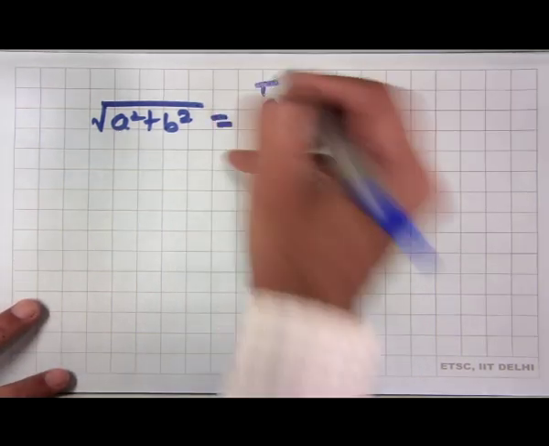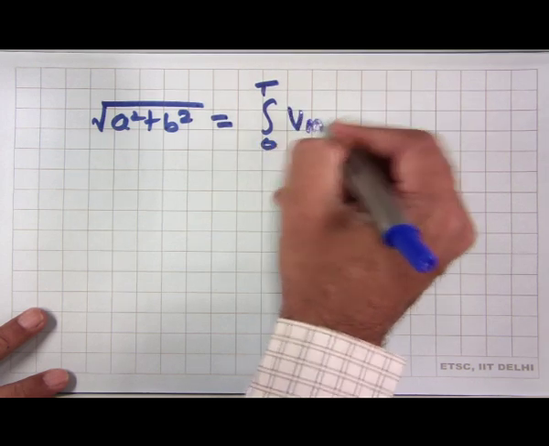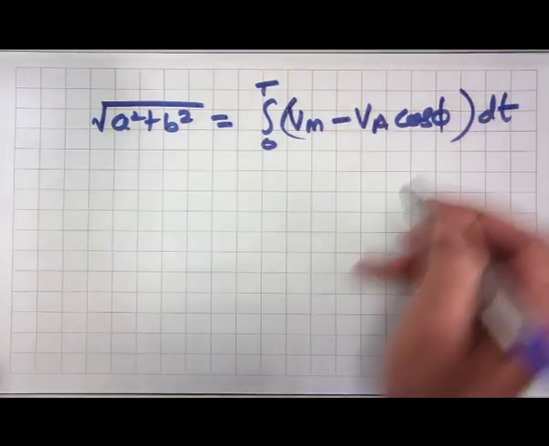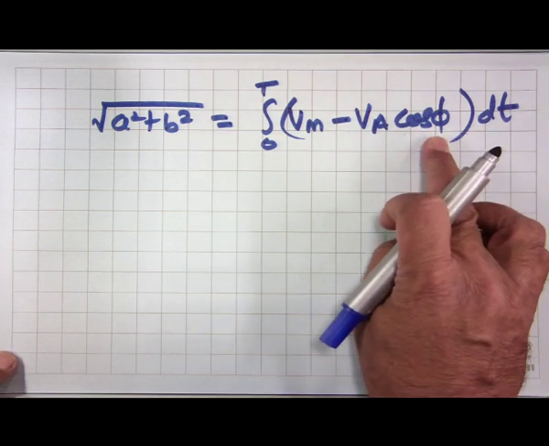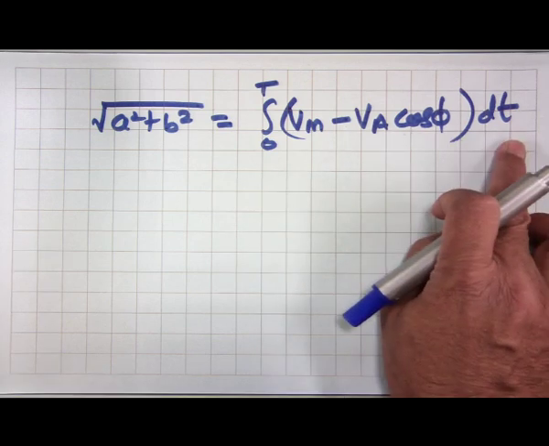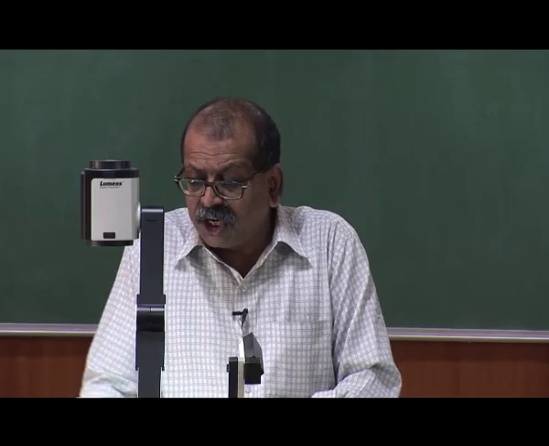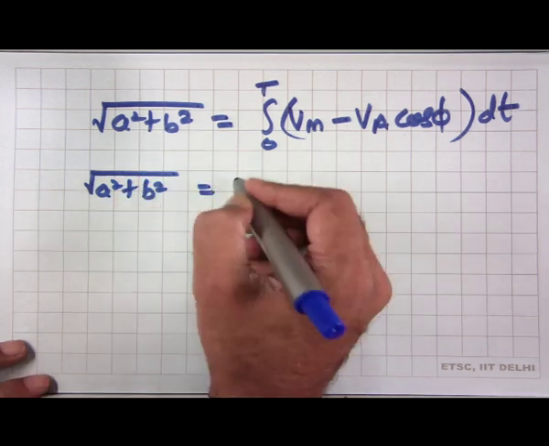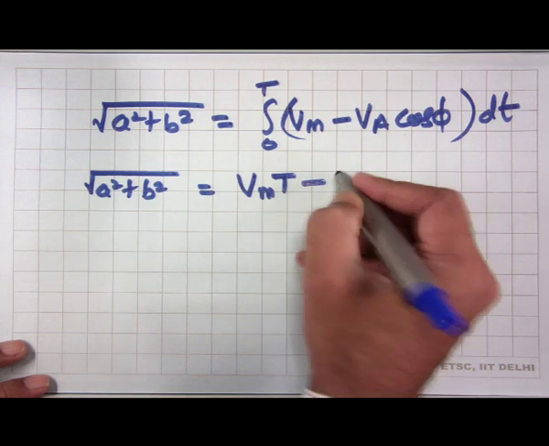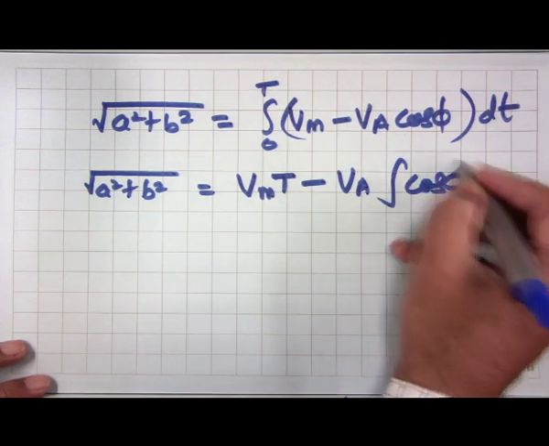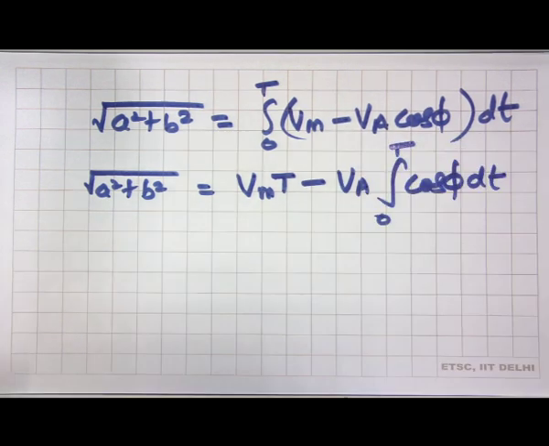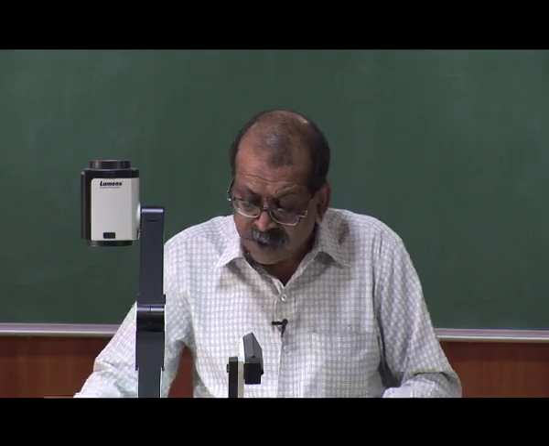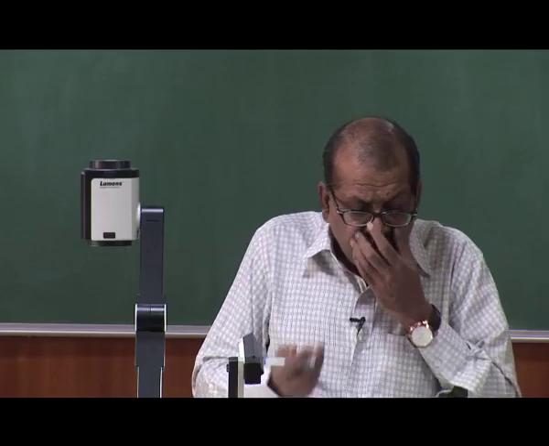This will be equal to integral from 0 to t of Vm minus Va cos phi dt. Now, here what we realize is the angle phi is changing with time. So, finding the integral of cos phi dt is not straightforward, because at each position the angle phi is changing. So, what we can get from here is root of a square plus b square is equal to Vm times t minus Va times integral of cos phi dt from 0 to t.